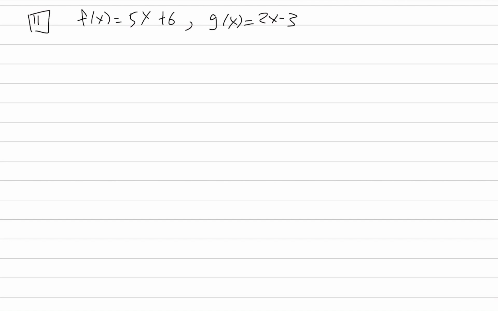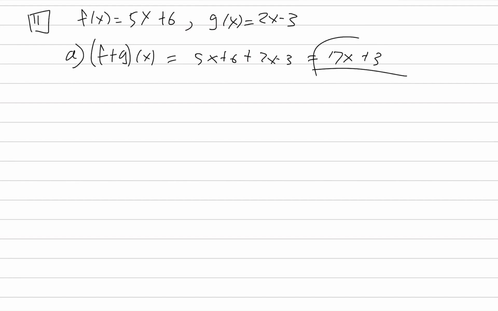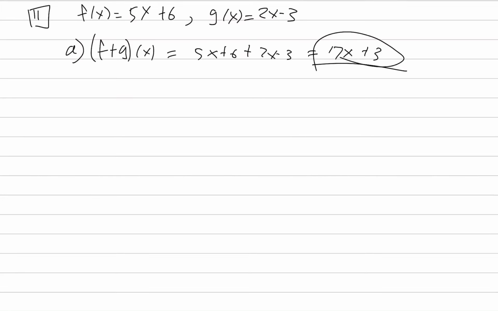So part A says find f plus g, f of x plus g of x. So part A, add those two. This means just add those two functions. So 5x plus 6 plus 2x minus 3 gives me 7x plus 3. That's it. And the domain of this function is any real number, right? All real numbers.